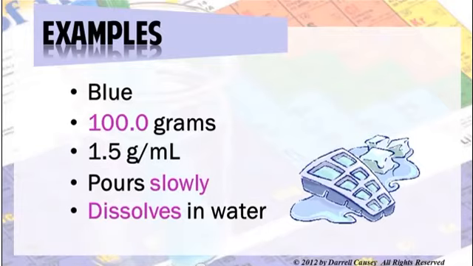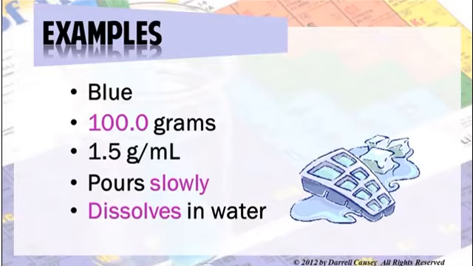All right, examples. Well, blue is a color. 100 grams is a weight, or actually that's a mass. 1.5 grams per milliliter is a density. Pour slowly is a way of describing its viscosity. And dissolves in water has to do with its solubility. But these are all examples of physical properties. In physical properties, there's no new substance. And that's what we want to be aware of when we're talking about physical changes or physical properties.